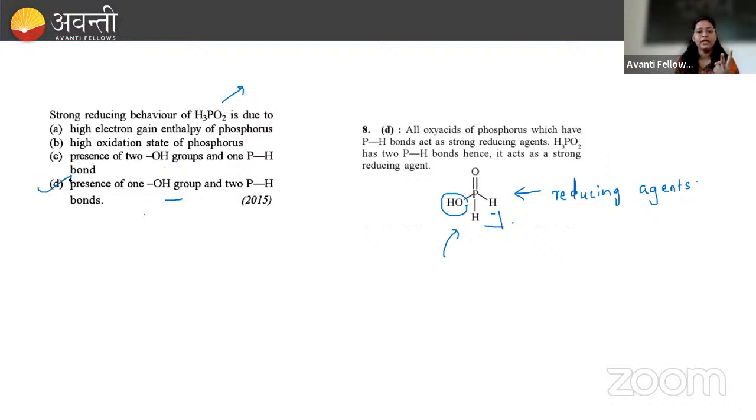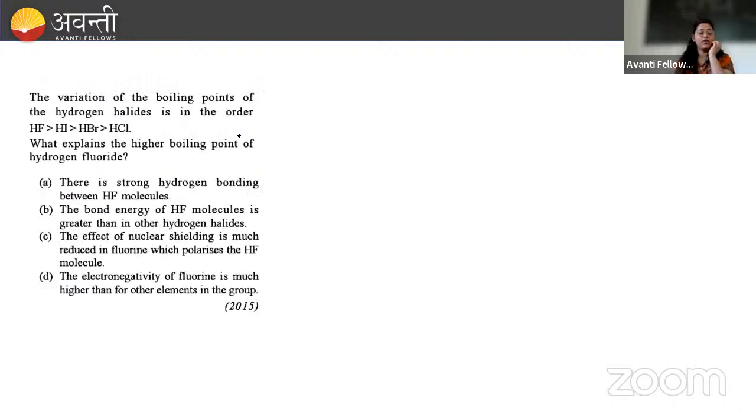उसमें 2 हाइड्रोजन है, इसलिए वो रिड्यूसिंग एजेंट जैसे एक्ट करता है. ठीक है, ये 2 OH है और एक PH, ये तो गलत ही है ना. ठीक है, high oxidation state of phosphorus, high electron gain enthalpy, this is also not correct. Okay, in terms of reducing power, we are not going to consider those.